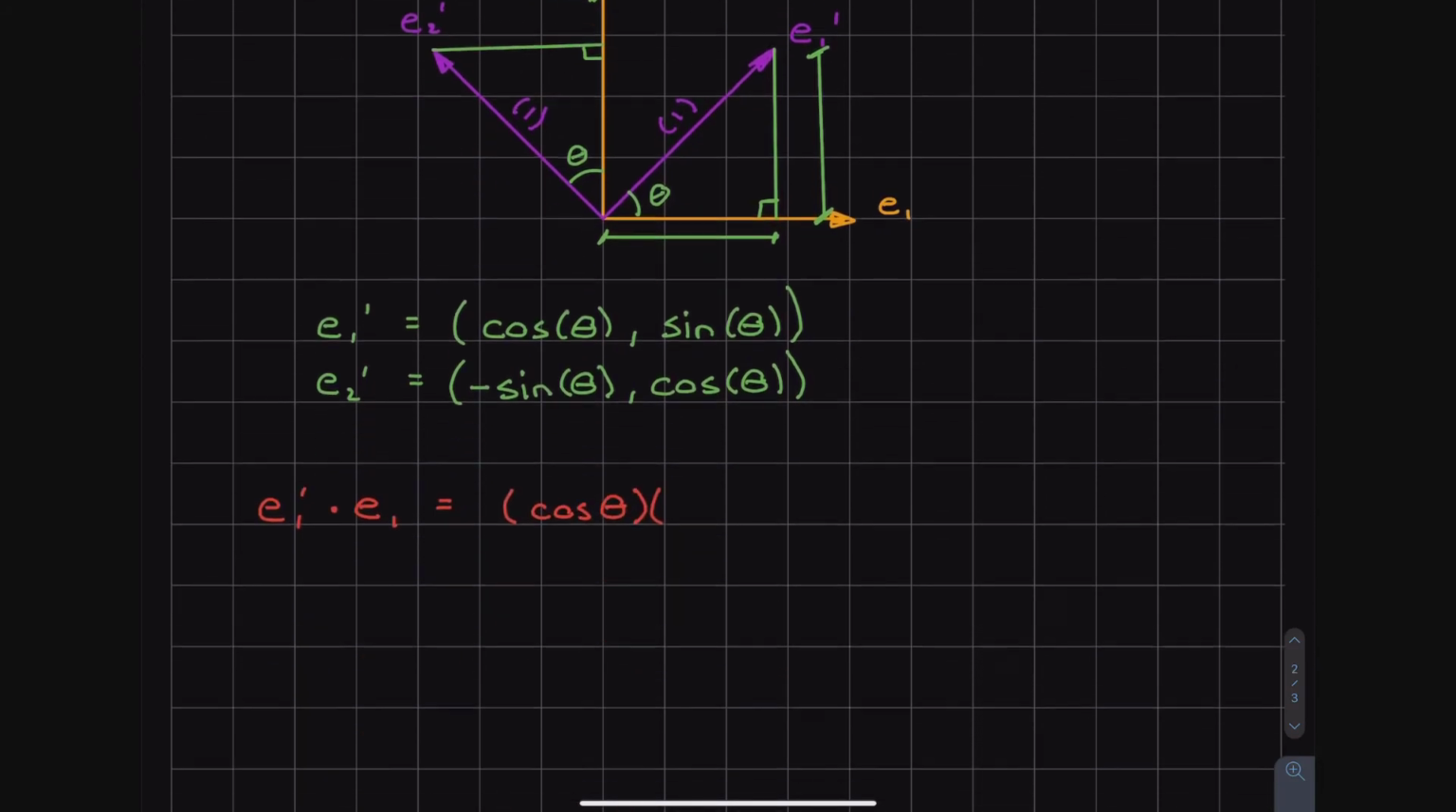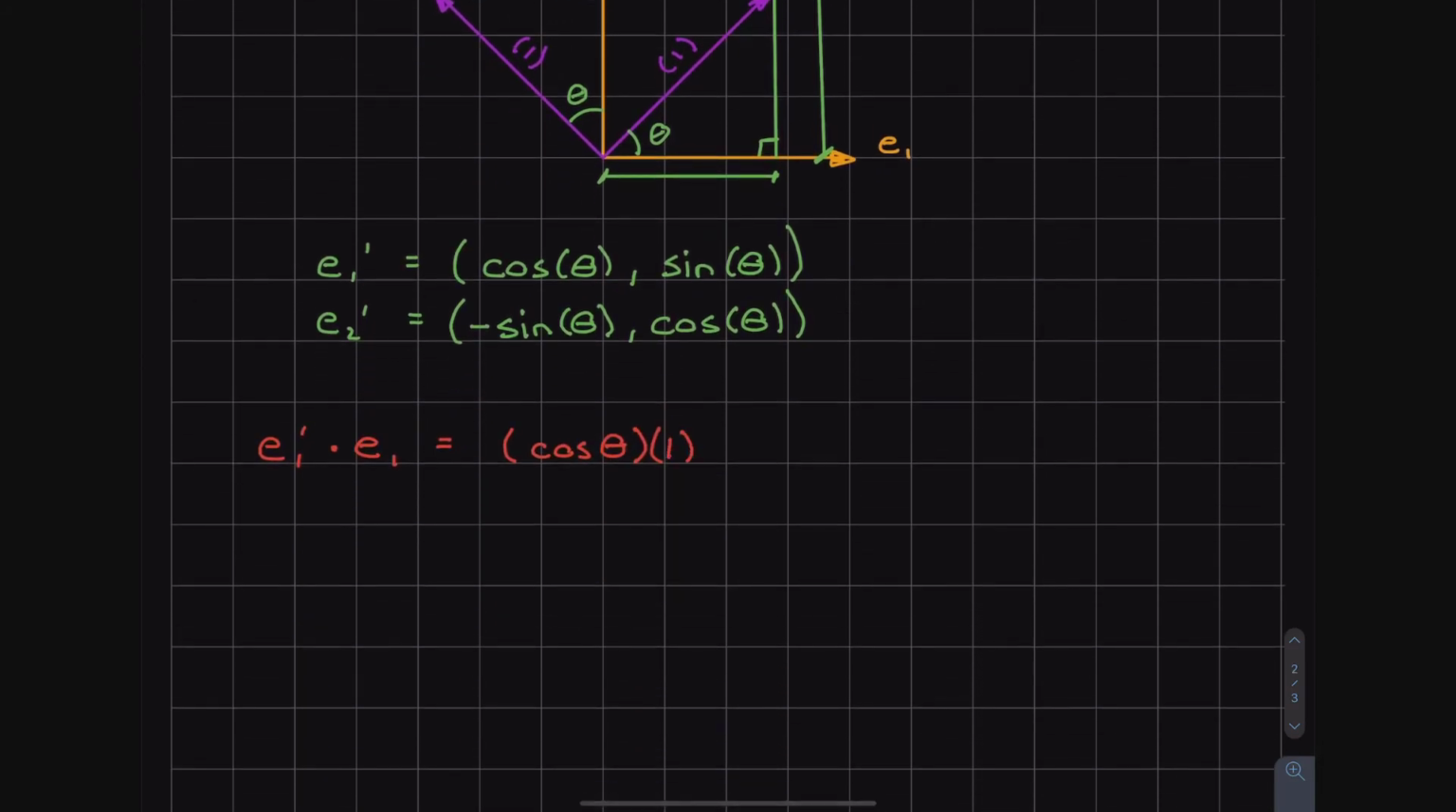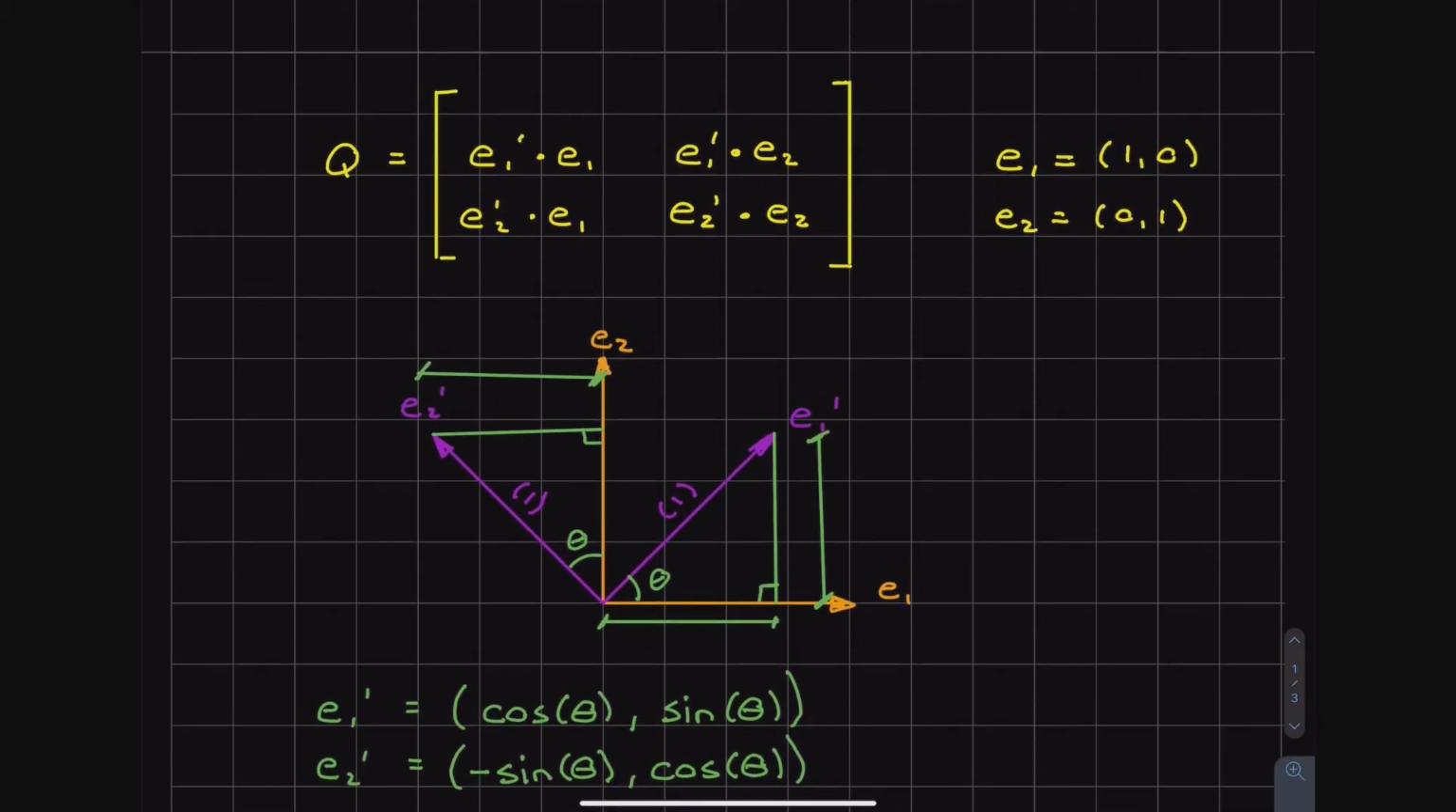So this is going to be times by 1. And then plus the second component of e1 prime, which is sine theta. I need to keep it consistent. Sometimes I put the brackets around theta, sometimes I don't. In this case, I'm not going to. And we multiply that by the second component of e1, which is 0.